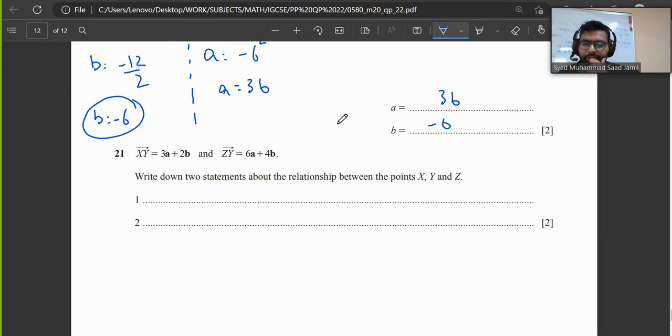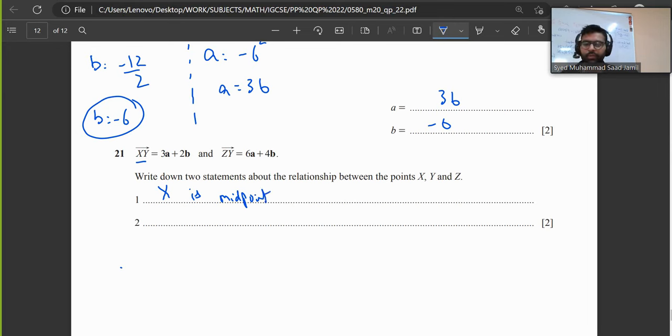Alright, next question says, write down two statements about the relationship between points x, y and z. Very simple. One point is x to y, the other is z to y. So you are going from x to y, and the other is from z to y, the direction is from z to y. So x is going to be the midpoint. As you can see, it is half of zy.